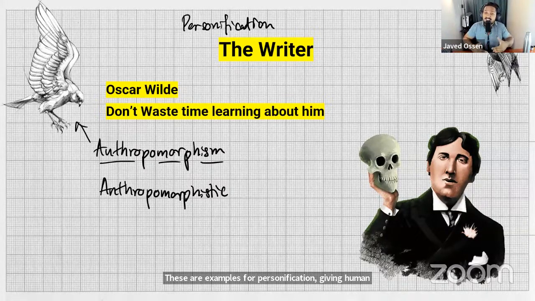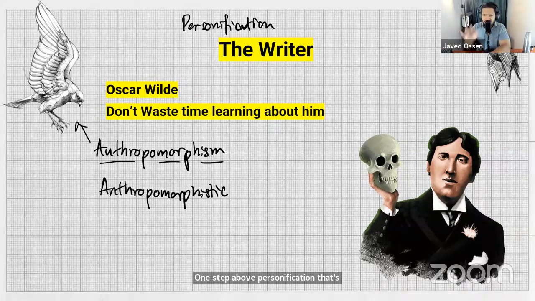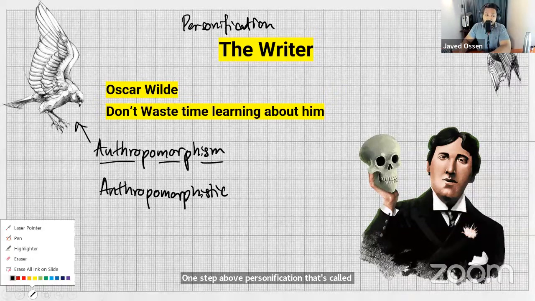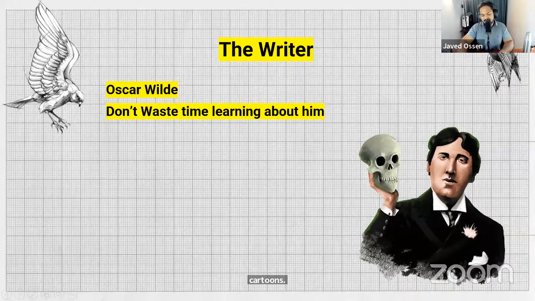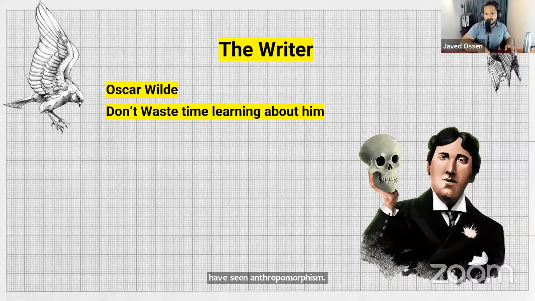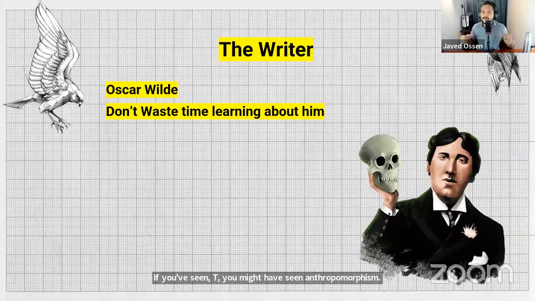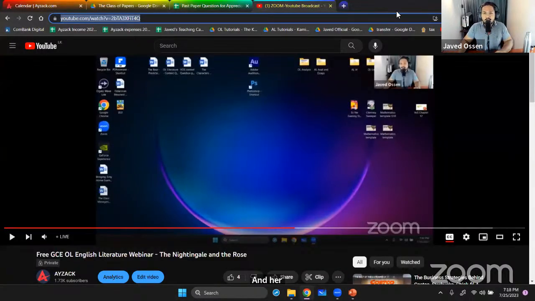But what can you find in the Nightingale and the Rose? One step above personification, that's called anthropomorphism. Anthropomorphism is found in many cartoons. If you've seen SpongeBob SquarePants, you might have seen anthropomorphism. If you've seen Tom and Jerry, you might have seen anthropomorphism. If you've seen Dora the Explorer, right? A huge fan of Dora. In that, her backpack and her map, they are anthropomorphistic. Hope you understand the word. The word is anthropomorphism, anthropomorphistic.